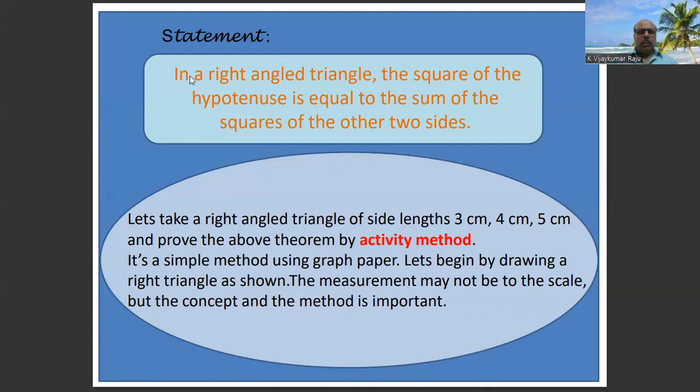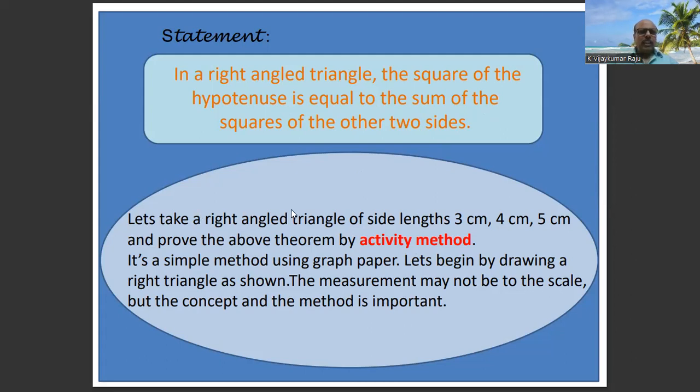I repeat, in a right-angled triangle. So it is basically concerned with the right-angled triangle. The square of the hypotenuse is equal to the sum of the squares of the other two sides. So I'm going to prove this theorem using two methods. One is the activity method and the other is our analytical method, which you need to write during your examination. So let us start with the activity method.